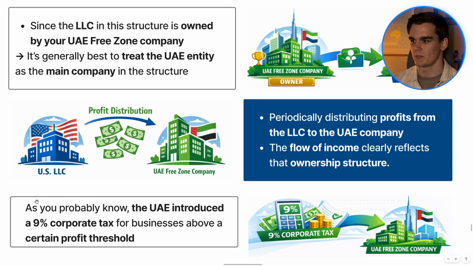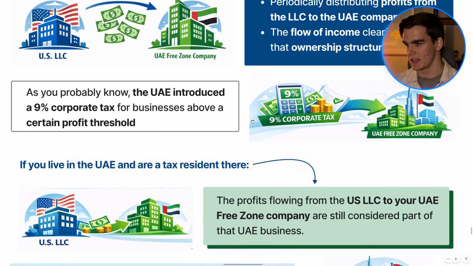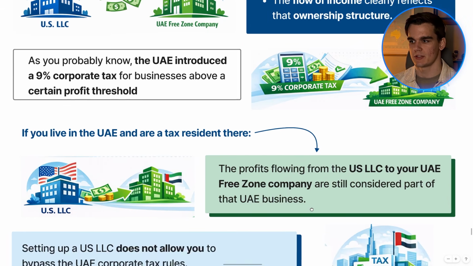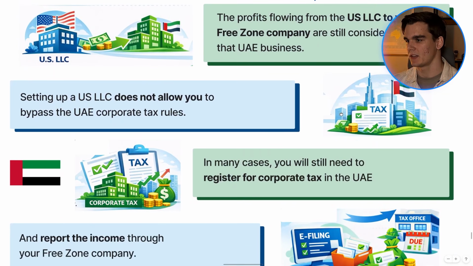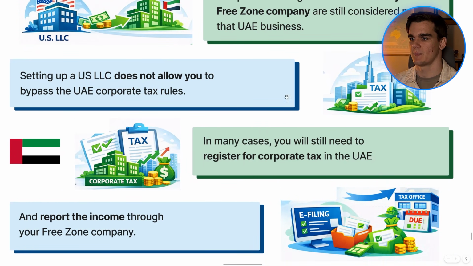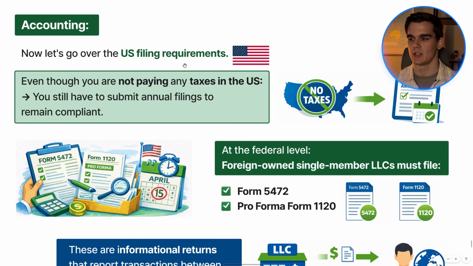As you probably know, the UAE introduced a 9% corporate tax rate for businesses above a certain profit threshold. If you live in the UAE and you're a tax resident there, the profits flowing from the US LLC to your UAE Free Zone company are still considered part of that UAE business. So setting up a US LLC does not allow you to bypass the UAE corporate tax rules. In many cases, you will still need to register for corporate tax in the UAE and report the income through your Free Zone company. Now let's go over the US filing requirements.